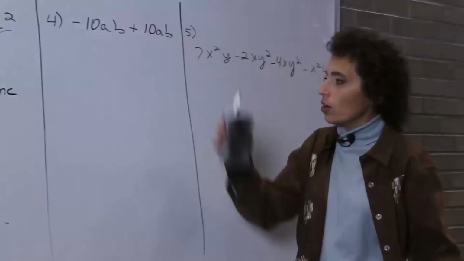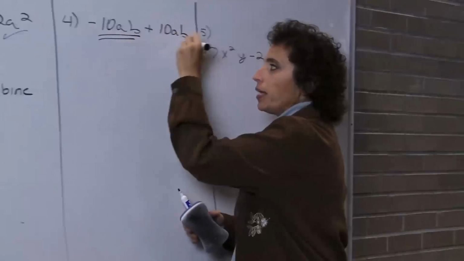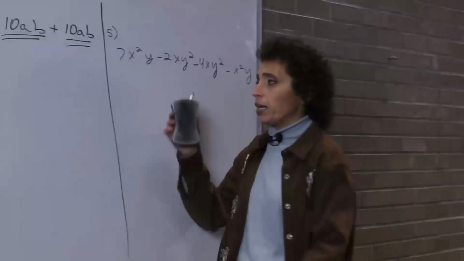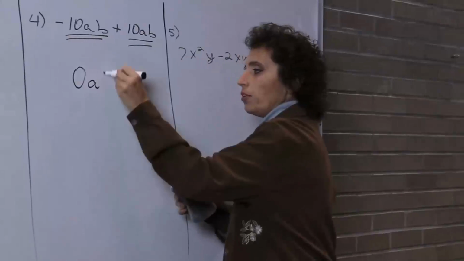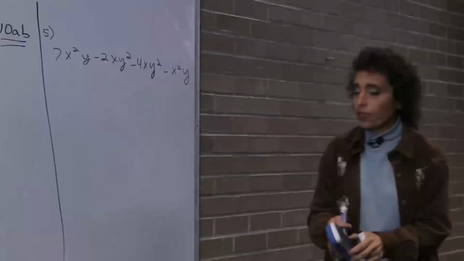Okay. Here, let's take a look. We're looking for the same variable factor. AB is the variable factor, and there's his friend, AB. I owe you 10, but I have 10, so I have 0 ABs, which is just plain 0. Opposites, sum is 0.